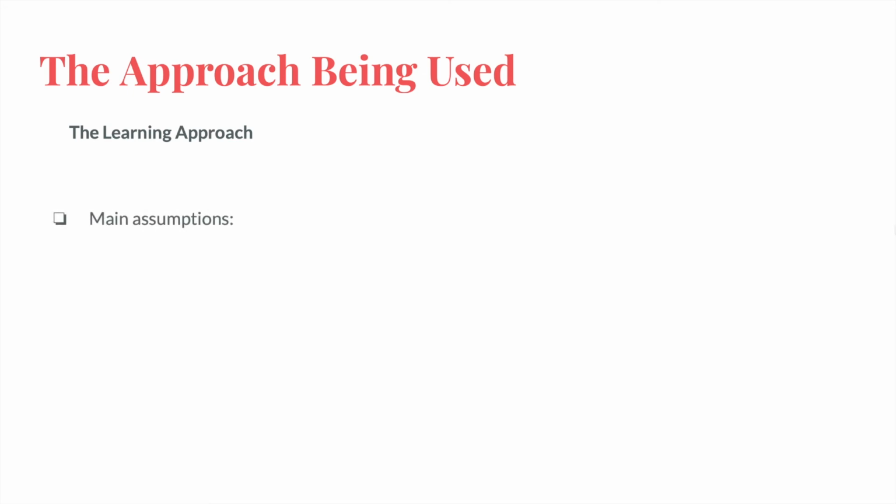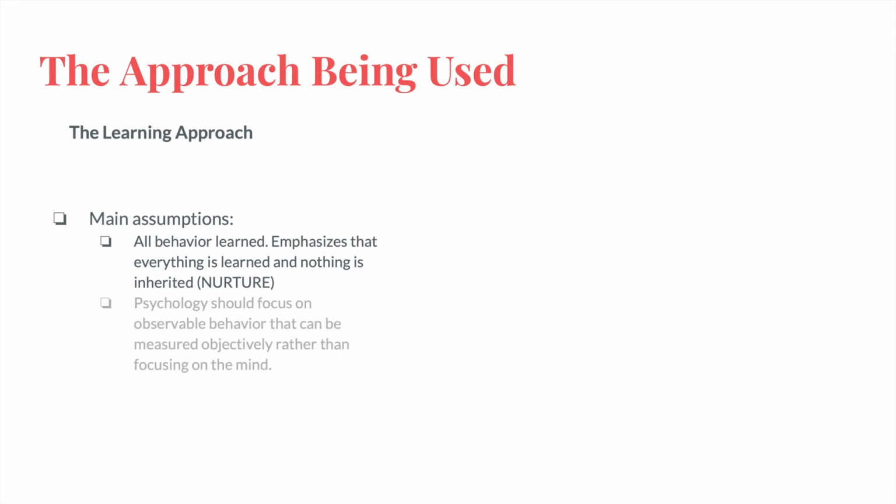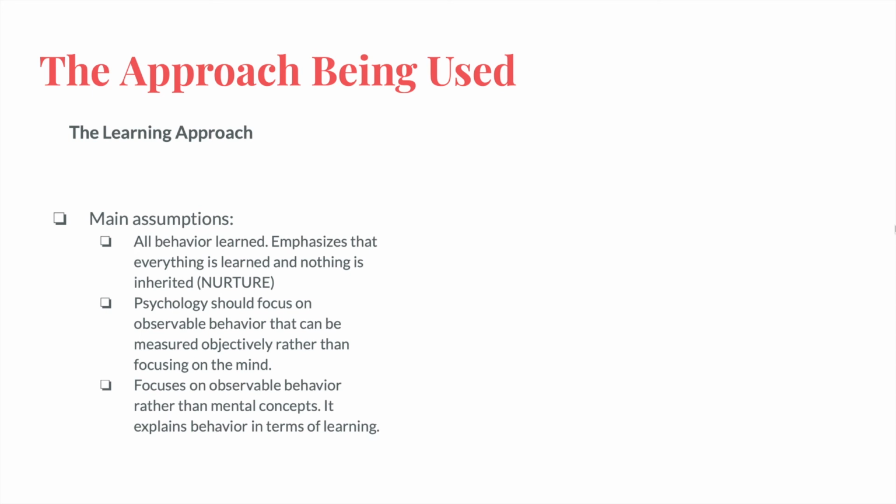There are many assumptions with reference to the learning approach. For example, the approach believes that all behavior is learned, and the learning approach emphasizes that everything is learned and it cannot be inherited. This idea supports the nurture side in the debate of nature versus nurture. The learning approach also states psychology should focus on more observable behavior that can be measured objectively, rather than focusing on the mind. Lastly, the learning approach believes in focusing on observable behavior rather than mental concepts, and it explains behavior in terms of learning.